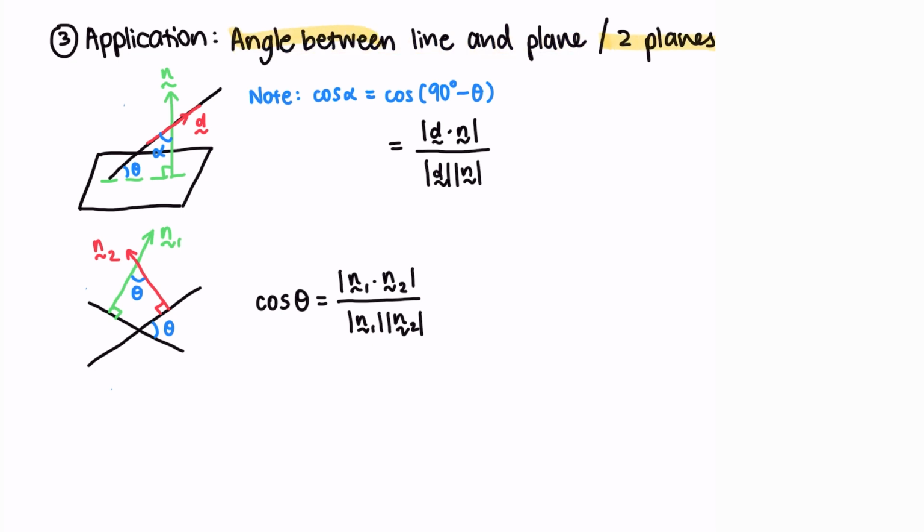Now we're moving on to the third application, which will be the angle between line and plane and the angle between two planes. Let's start off first with the angle between the line and plane. I have this line here with directional vector d. I have this plane here with the normal vector n.